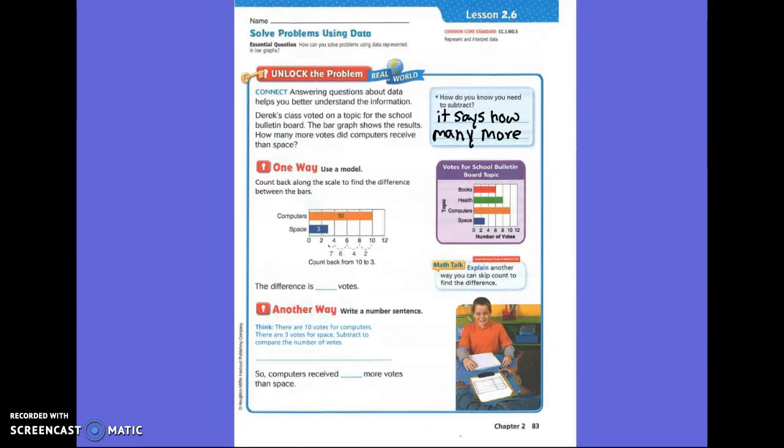I'm going to just write it. Looking up here, you can see this is our bar graph right here. Votes for school bulletin board topic. And you have the topics here to the side. Voting for books, voting for health, voting for computers, or voting for space for the bulletin board topic. And then you can see the number of votes on the bottom. What are they jumping by?